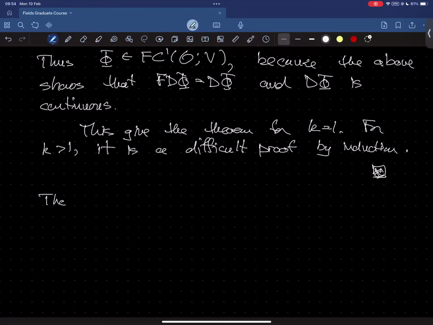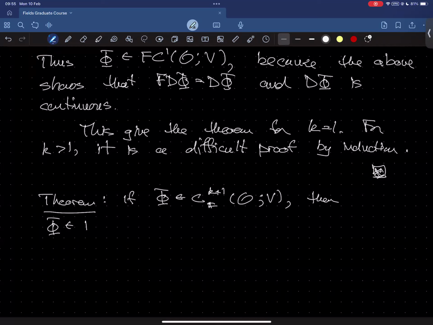So another theorem, and this one I'm just not going to prove at all. If phi is C k plus 1, then phi is FCk. Again, the proof is in the course text, and it requires work and things we haven't talked about. Okay, good.